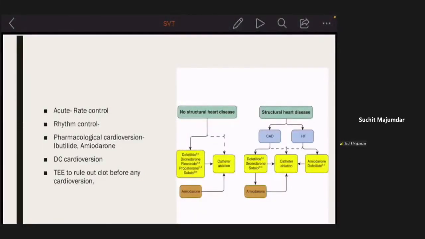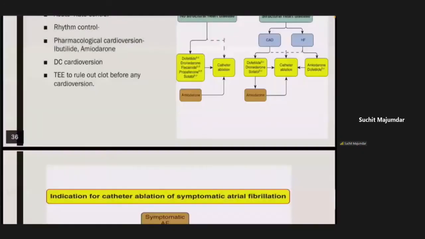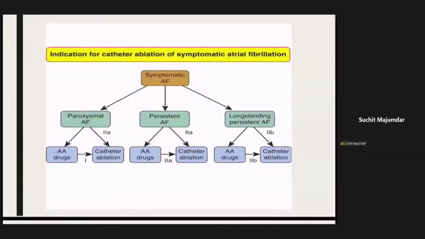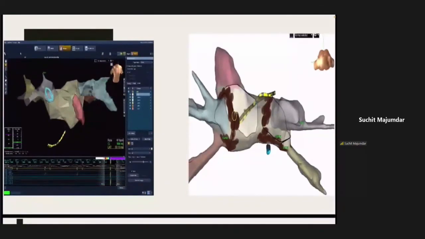Based on structural heart disease: if there is no structural heart disease, you can continue rhythm control with drugs like flecainide, propafenone, etc. If there is structural heart disease, then amiodarone and dofetilide are important. As for indications of catheter ablation in paroxysmal AF, you can go for catheter ablation if the patient is willing, or the patient is not willing to take an antiarrhythmic drug. If you fail one antiarrhythmic drug, then you go for catheter ablation. In persistent AF, catheter ablation is also second line when you fail antiarrhythmic drugs and the patient wants a cure of the rhythm.